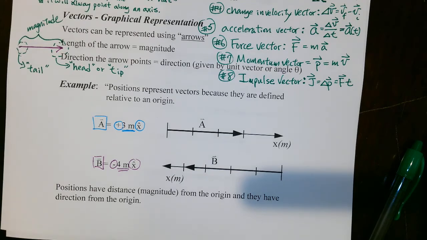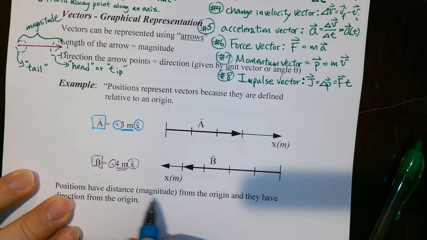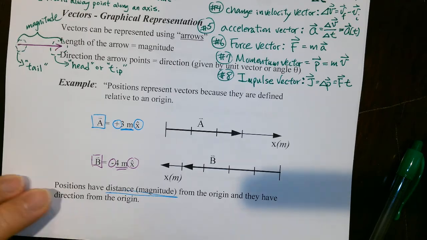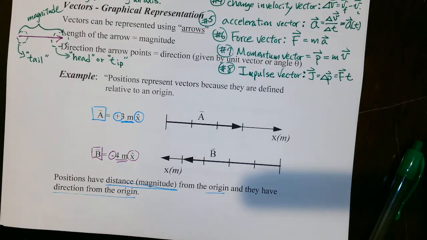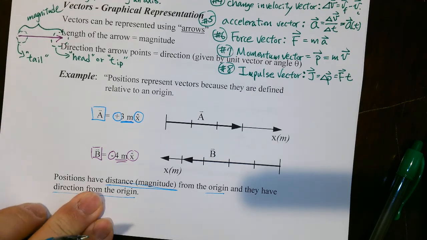So the positions have distance, right, which is the magnitude from the origin, and they have direction from the origin as well. That's because we drew it from the origin. I mean, it makes sense to draw from the origin because if you have a stopwatch, you should always start from 0, instead of like 4.2 or something. All right? Just defeats the purpose if you don't start from 0. All right, any questions?